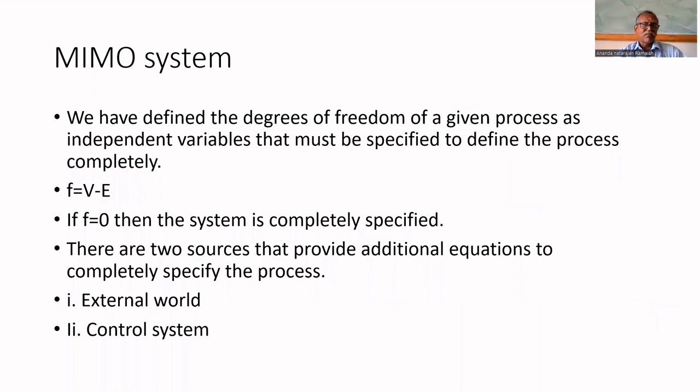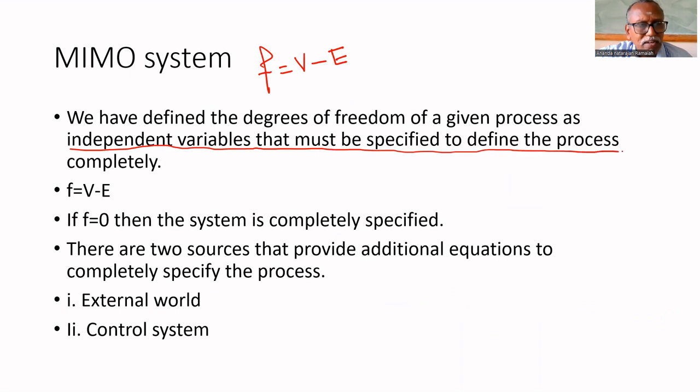Before going for that, what are degrees of freedom? Degrees of freedom we already studied. Degrees of freedom F is equal to the number of variables minus the number of equations. Total number of variables involved in that system minus the number of equations. We can define the degrees of freedom of a given process as the independent variables that must be specified to define the process completely.